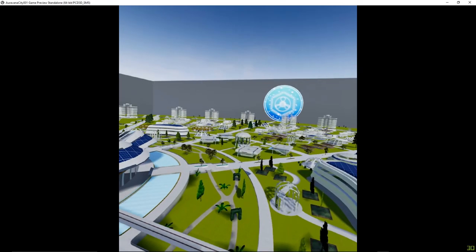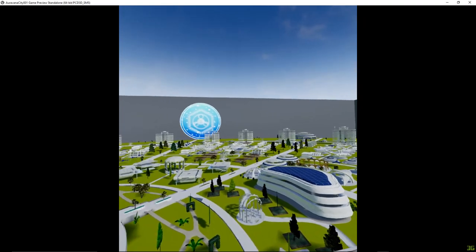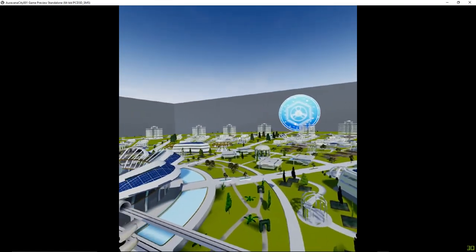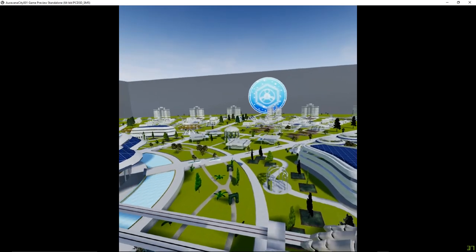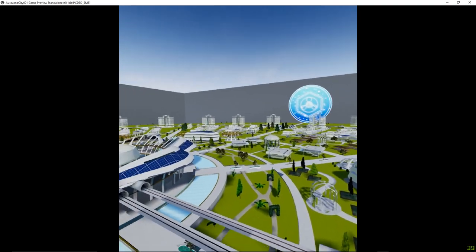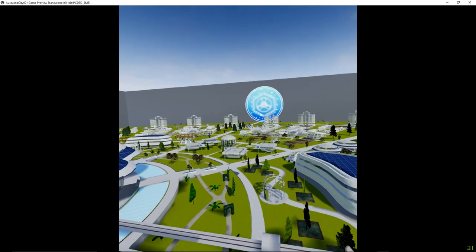Now it does this in order to save on memory and processing power. So if I was to process all of the models you see here at the highest detail of mesh right now, then my frame rate would probably drop pretty significantly.